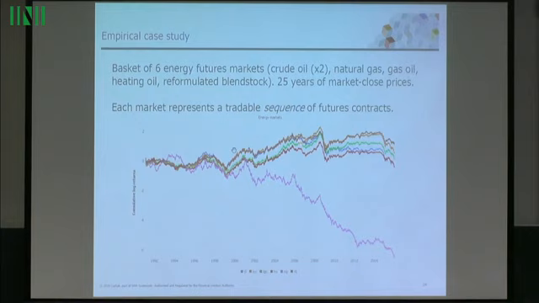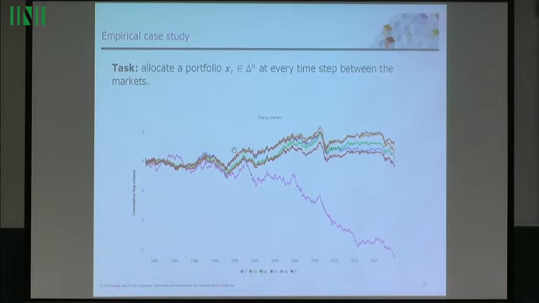So we've got 5 things there that are all very similar, and then we've got one outlier here, which is natural gas. So what we're going to do is say, well, let's allocate some portfolio between these sets of things, and hopefully not invest at all in natural gas, because that would be bad.